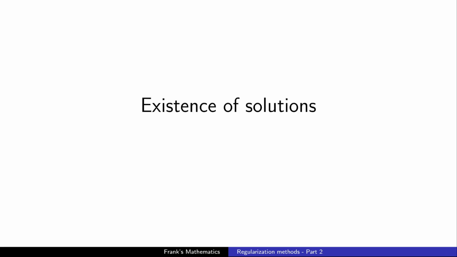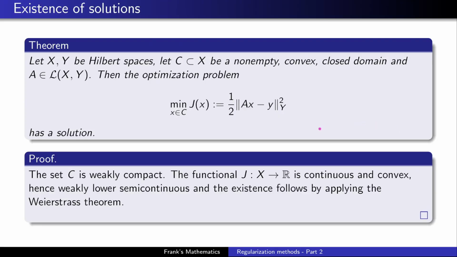The first problem we will take a closer look at is this following optimization problem here, this linear quadratic optimization problem. Therefore, we assume that X and Y are some Hilbert spaces. Our set C is a non-empty closed and convex domain. And A, of course, is a linear operator between our Hilbert spaces. Under these assumptions, we know that this optimization problem has a solution. And the proof is quite easy.